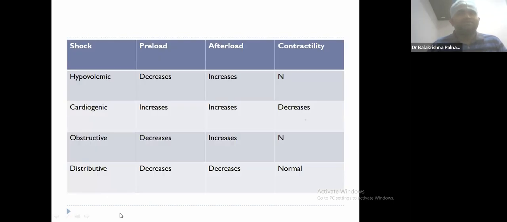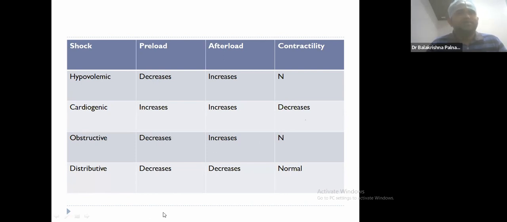So if you're able to answer this slide at the end of this talk, at least I was able to. So in hypovolemic shock, the preload is decreased and the afterload is increased. In cardiogenic shock, the problem is your contractility, so contractility will be low. In obstructive shock, there is some obstruction which is causing decreased flow to the heart. So preload will be decreased and your contractility will be normal.